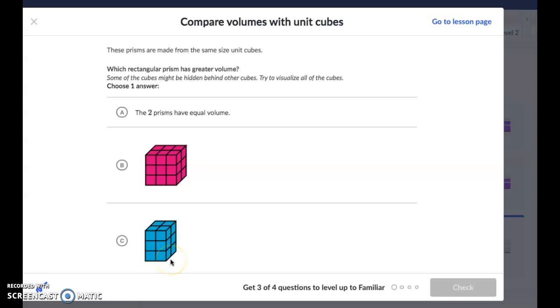Then when I go to C, trying to figure out our volume, we're going to go 2 times 2, which is 4, and then we're going to multiply that by the height, 1, 2, 3. So 4 times 3 is 12. So B has the greater volume in this one. This was 18 and this was 12.